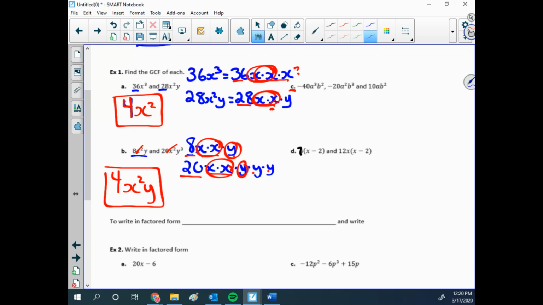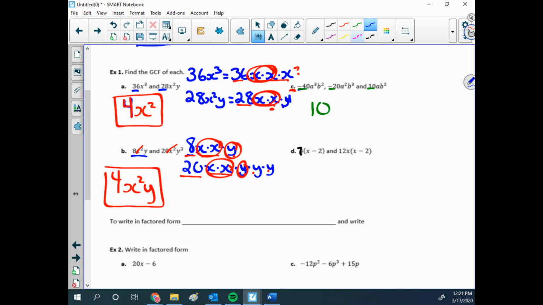And so let's take a look at the greatest common factor here. I always start with my numbers. What's the greatest common factor between negative 40, negative 20, and 10? What number could divide evenly into all of those? Well, 10 actually goes into all of them, so I could say 10. Whether you chose a negative or a positive 10 doesn't really matter. You could have chosen either.